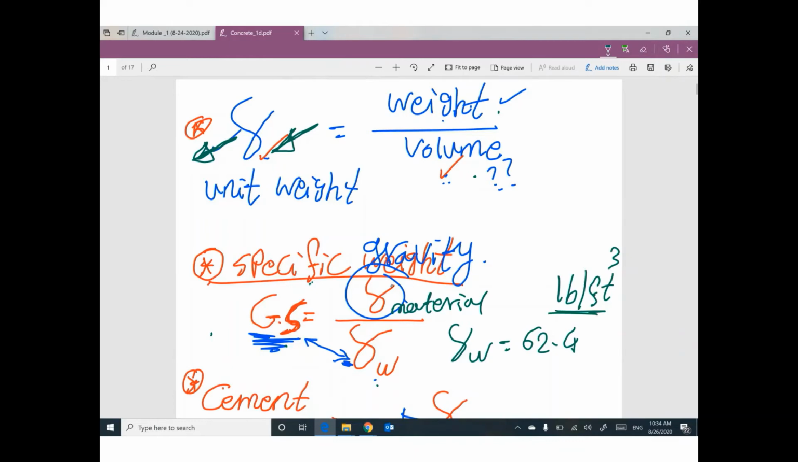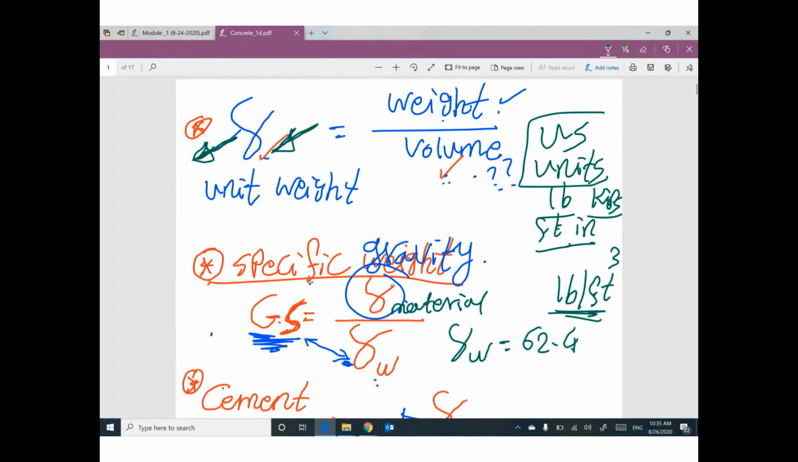By the way, in this course, all of our problems, all of our study will be in US unit. So everything will be in pound or kip. Everything will be in feet, inch. We don't have Newton or kilonewton or meter or centimeter. No, everything will be in US unit. Okay.